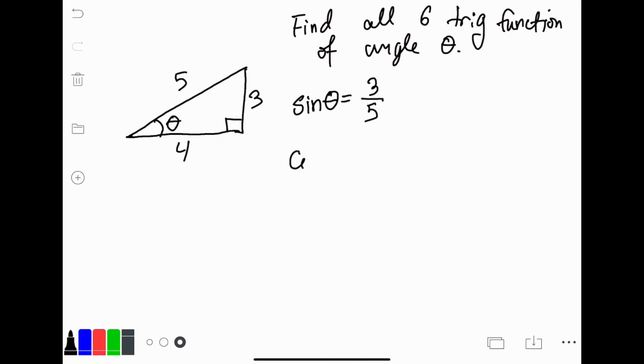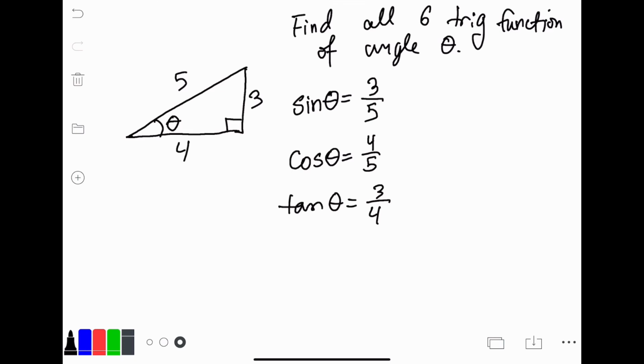Now, the next trig function would be cosine theta. So cosine theta means cosine of angle theta. So that means I want to find the ratio of the adjacent to the hypotenuse of angle theta. So that would be 4/5. Next, we do tangent theta. Again, tangent of angle theta. The solution to this is the ratio of the opposite to the adjacent side. So tangent theta would be 3/4.